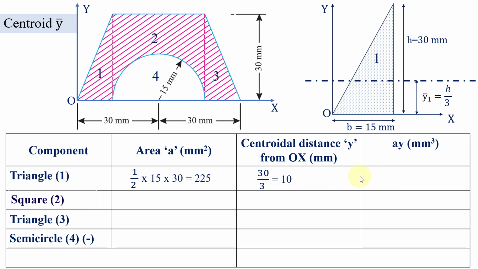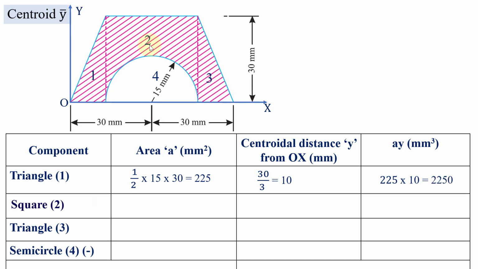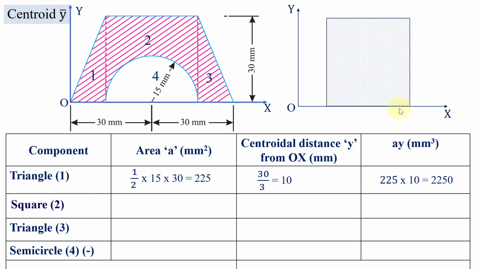And then we have to multiply this area with the centroidal distance. So we are getting that value as 2250 millimeter power 3. The next standard element is 2, which is the square. This square also encloses the semicircle, so it is the entire area, this one. Now let us draw the reference lines again, OX and OY. So this square is located here.